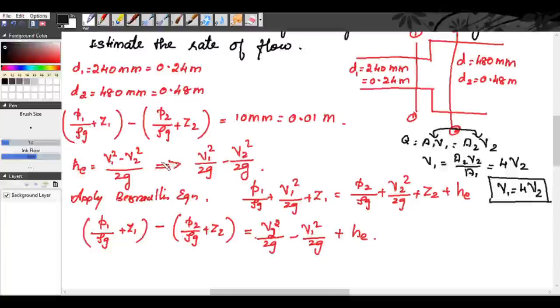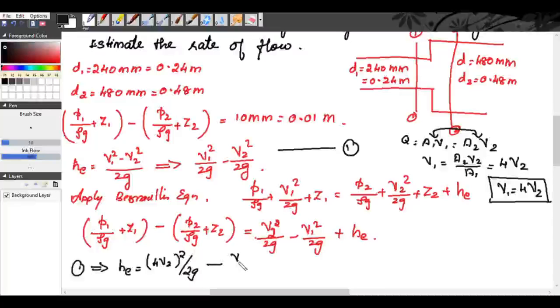Now we can find what is He. We will take this equation as equation 1. Substitute this value in equation 1. We get He is equal to, V1 is 4V2, so 4V2 the whole square by 2g minus V2 square by 2g. So we get He is equal to 9V2 square by 2g.